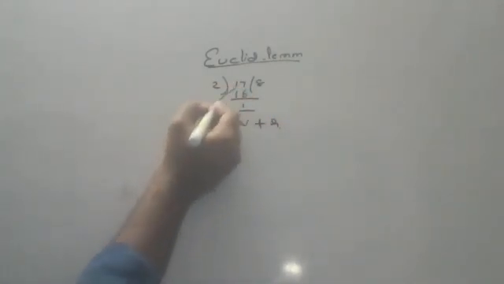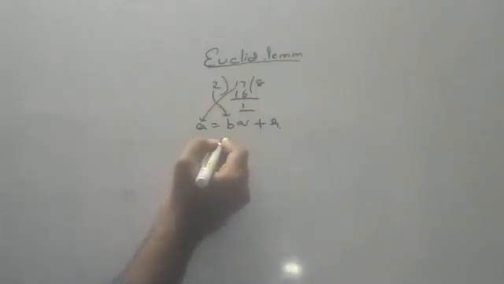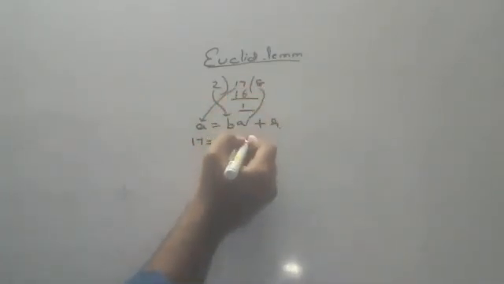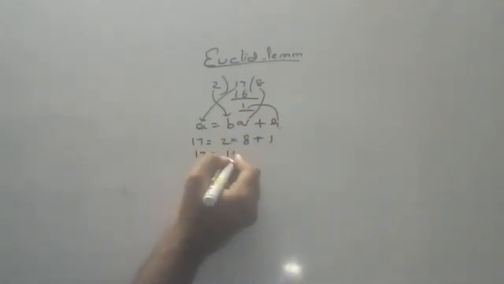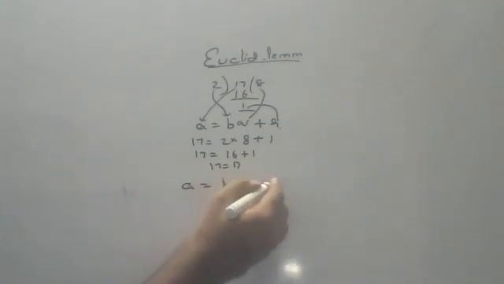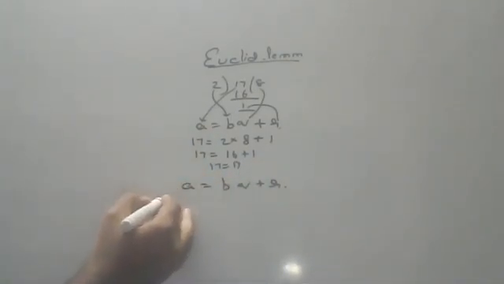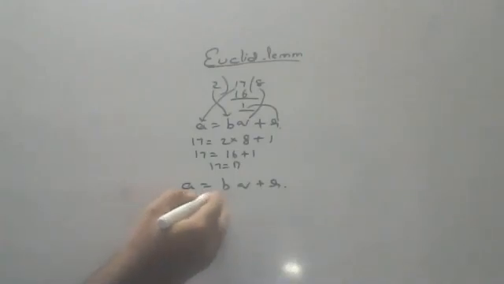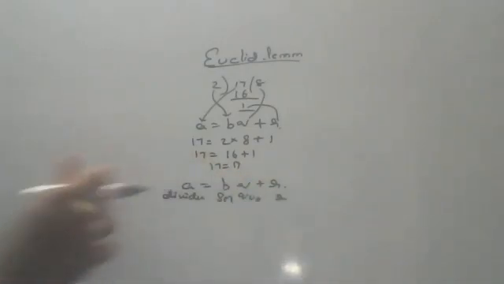What is A with 17? Dividend. B, divisor. Quotient 8. Remainder 1. 17 is equal to 16 plus 1, 17 is equal to 17. Okay, children, in A is equal to BQ plus R, what is A? Dividend. And this is divisor, this is quotient and this is remainder.